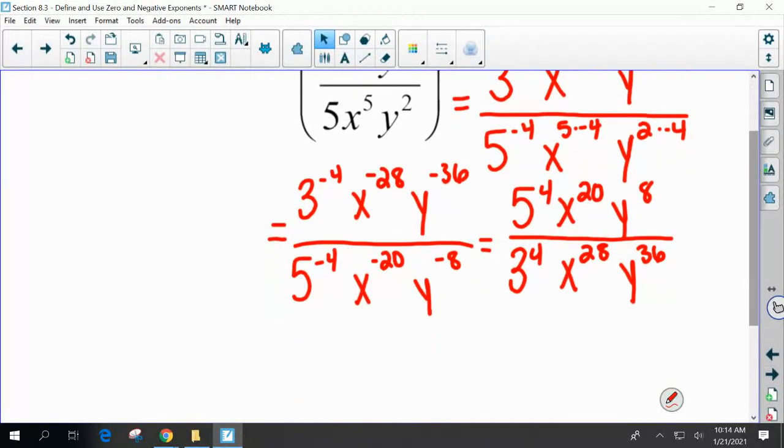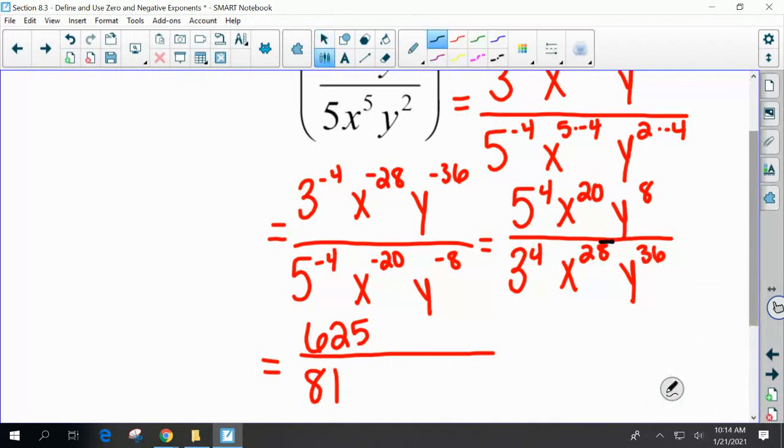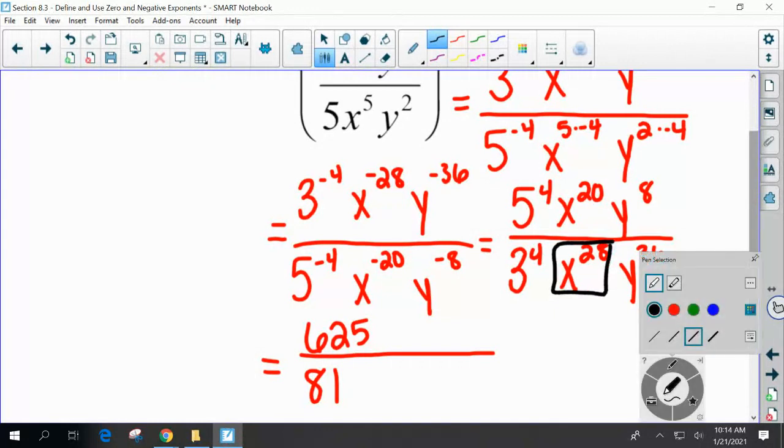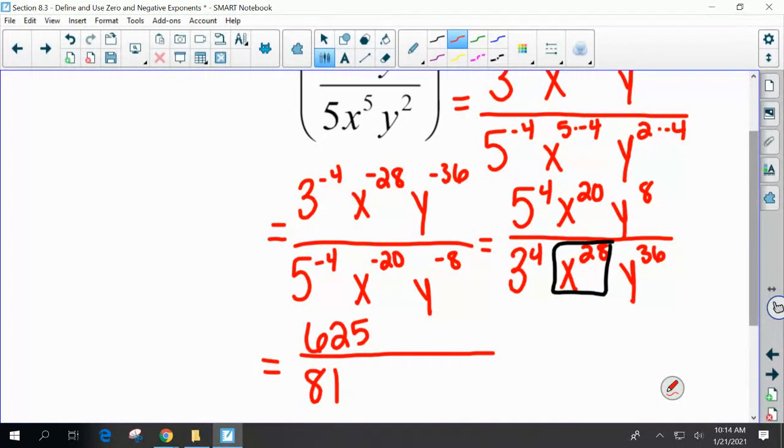Okay, so then I need to start simplifying. So 5 to the 4th equals 625. And then 3 to the 4th, go ahead and calculate that. That's 81. And then I need to look at where is my largest x. So my largest x is right here. So I'm going to take my denominator minus my numerator. So x to the 28 minus 20, which would end up being x to the 8th power.